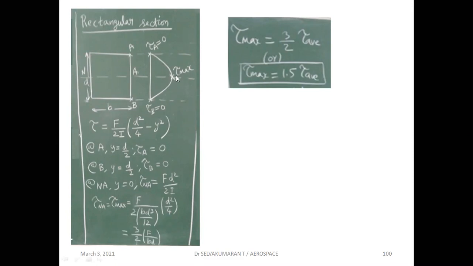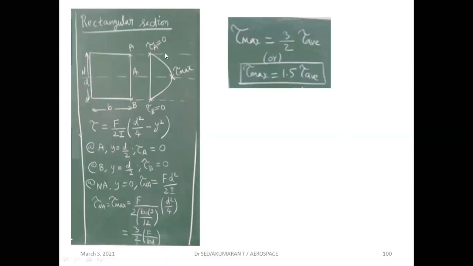Now just mark a point here, tau max. If you look at the shear stress expression, we are getting y square. So the nature of the shear stress diagram must be a parabola. So just connect A to tau max and tau max to tau B. You just draw a parabola. This is the shear stress distribution for a rectangular section.